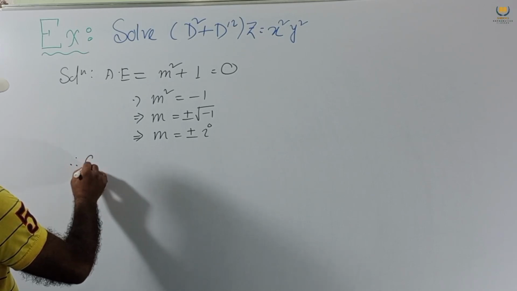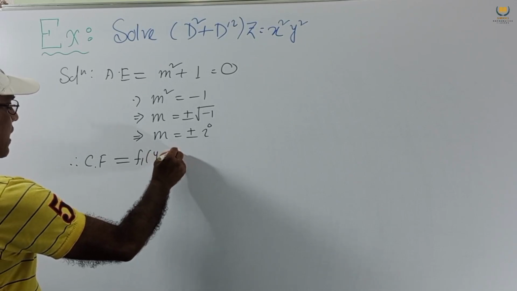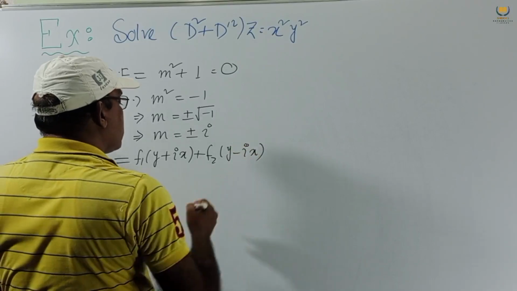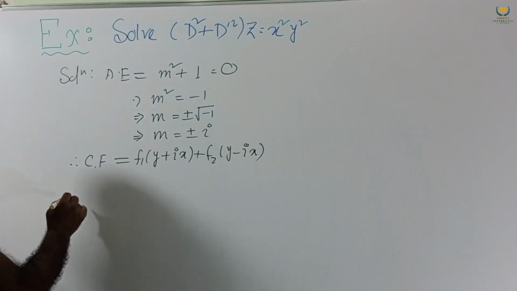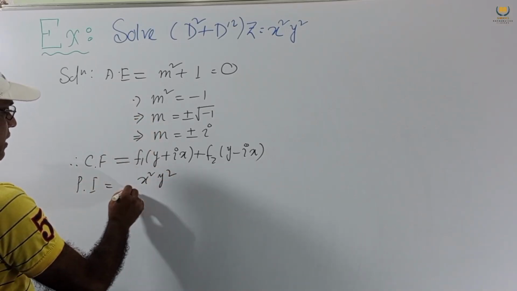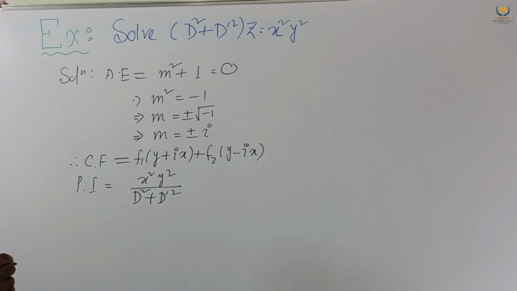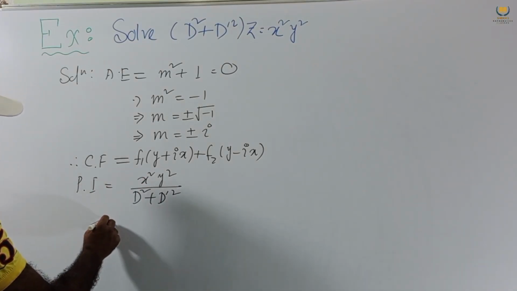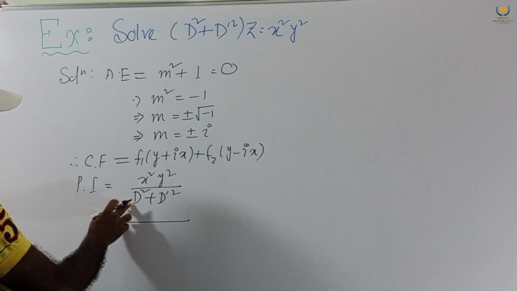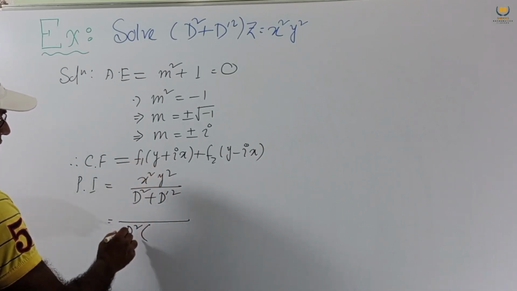Therefore, the complementary function equals f1 of y plus ix and f2 of y minus ix. This is our complementary function. Now the particular integral is 1 by D squared plus D dash squared of x squared y squared. Both the powers are the same. If this power is greater than this power, we take D common, and if this one is greater than this, we take D dash common. But here both the powers are the same, so we take D common.